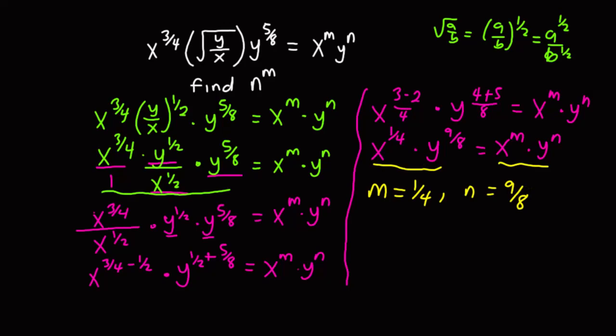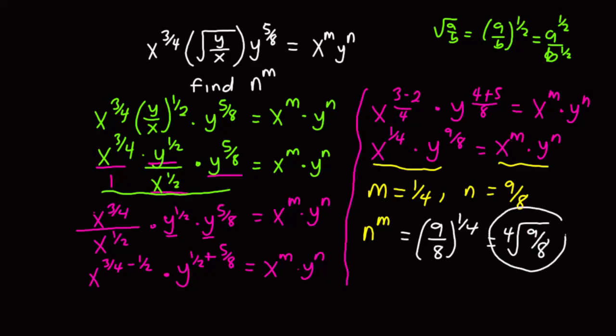And so let's come back to the question. The question says that we should find n exponent m. Therefore n exponent m is going to give us 9 on 8 exponent 1 on 4. And this is simply going to give us the fourth root of 9 on 8. So I believe this is the answer you got.